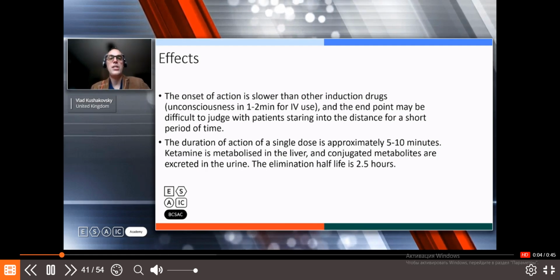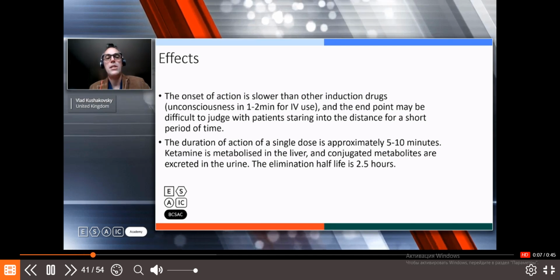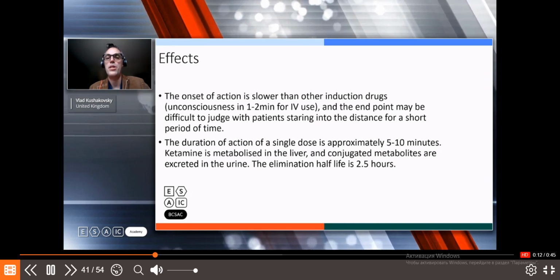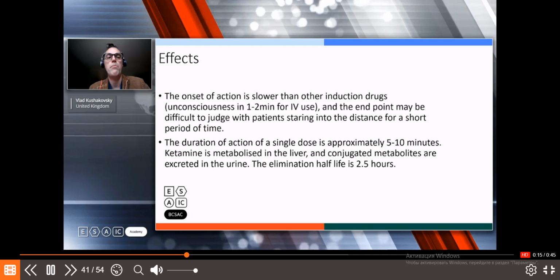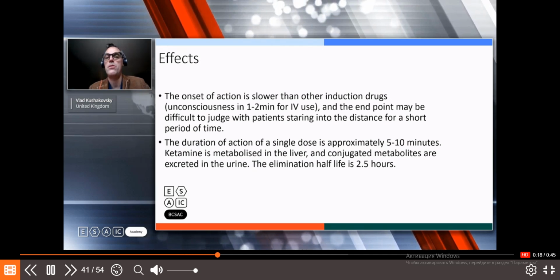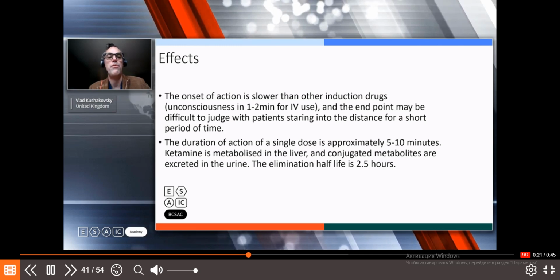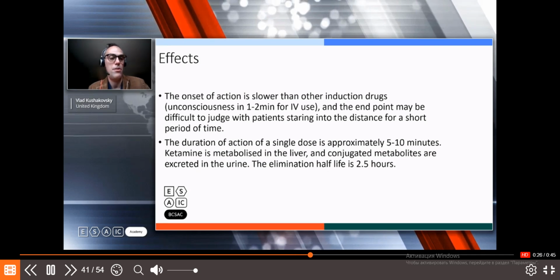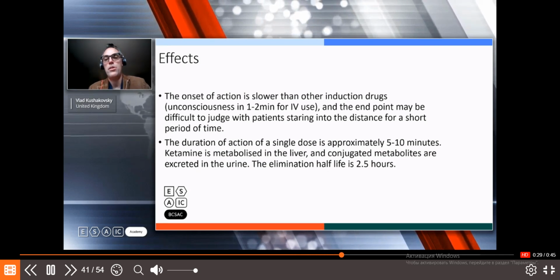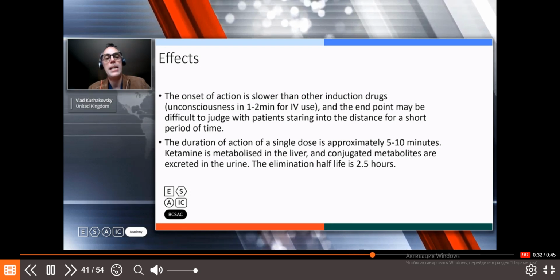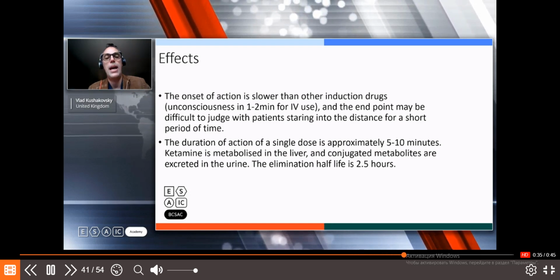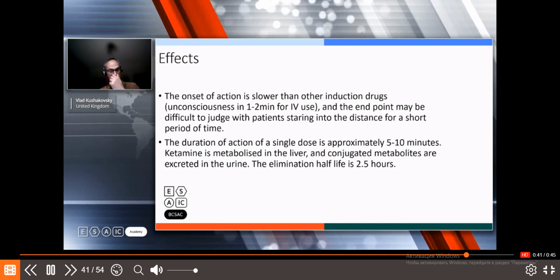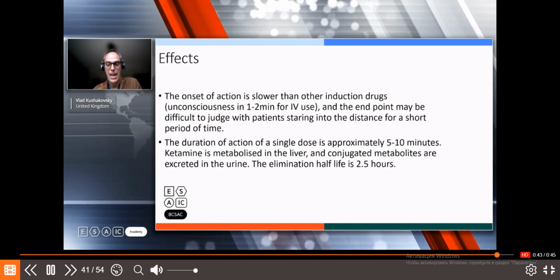The onset of action is slower than other induction drugs, and unconsciousness is achieved within 1 to 2 minutes after intravenous injection. However, the endpoint may be very difficult to judge, with patients staring into the distance for a short period of time, so you can't necessarily tell whether or not they're asleep. The duration of action of a single dose is approximately 5 to 10 minutes, and ketamine is metabolized in the liver, and conjugated metabolites are excreted in the urine. The elimination half-life is 2.5 hours.